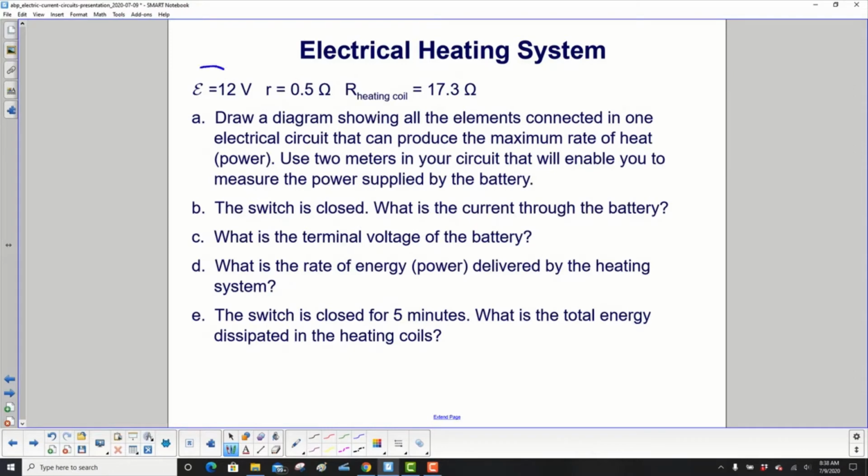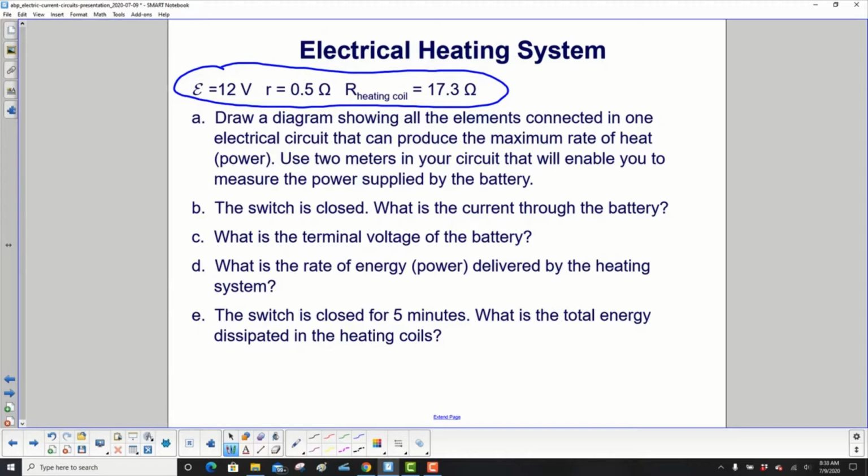So here's our givens up here. The EMF is 12 volts, the internal resistance of the power source is 0.5 ohms, and the resistance of each heating coil is 17.3 ohms. So first, draw a diagram showing all the elements connected in one electrical circuit that produces the maximum rate of heat, which means power. Rate of heat, right? That's heat per time, that's power, energy per time. Use 2 meters in your circuit that will enable you to measure the power supplied by the battery.